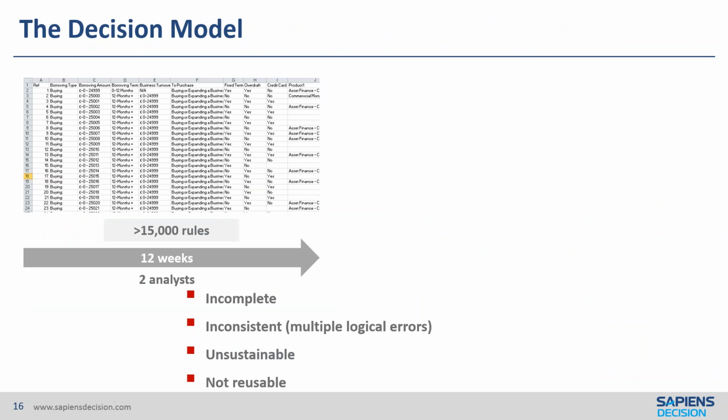So this is a real-world example that I was just introduced to a couple of weeks ago. And one difference here is this applies to the decision model in Sapiens Decision.